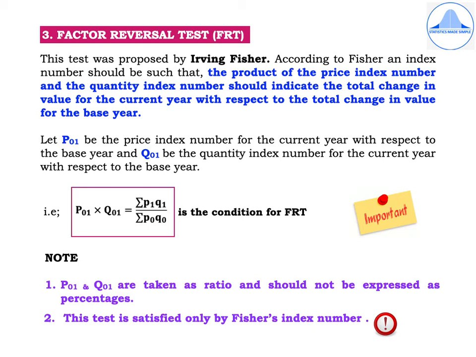Now let's make a note of two important points. First one is again here under FRT as well. P01 and Q01 are taken as ratio and should not be expressed in terms of percentages. And the factor reversal test is satisfied only by Fisher's index number.